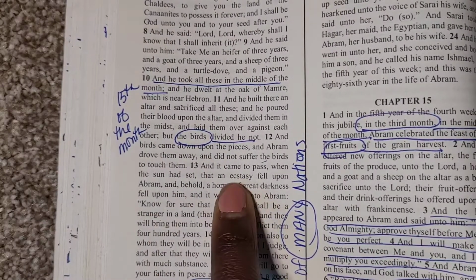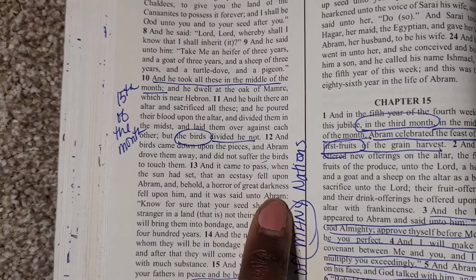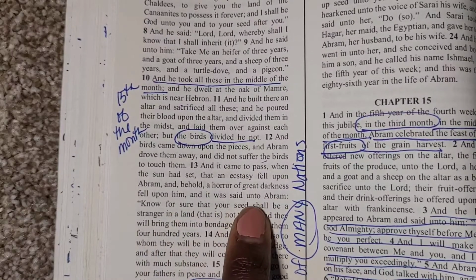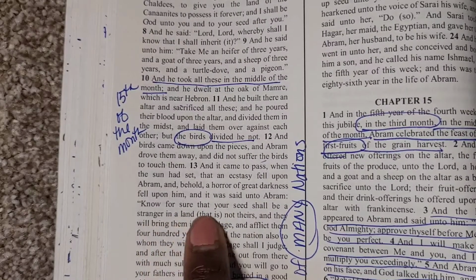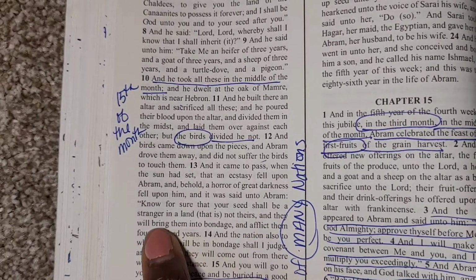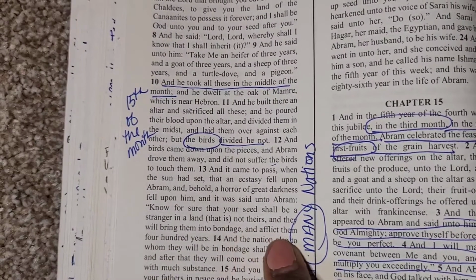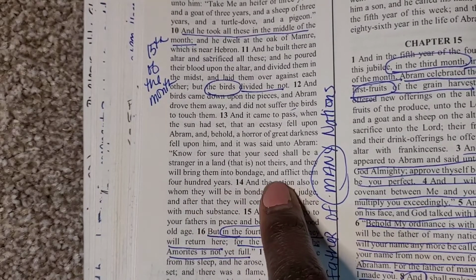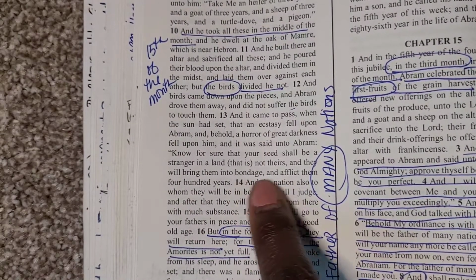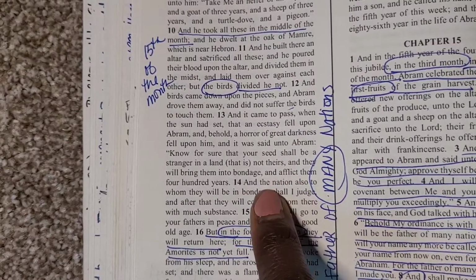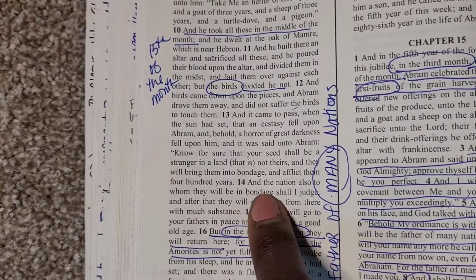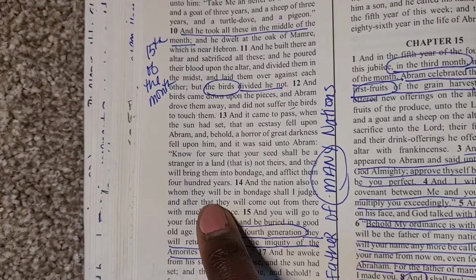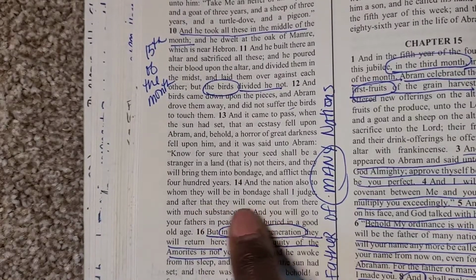And ecstasy fell upon Abram, and behold, a horror of great darkness fell upon him. And it was said unto Abraham, Know for sure that your seed shall be a stranger in a land that is not theirs. Okay. And they will bring them into bondage. Okay. This is when they were in Egypt. He's talking about Israel in this moment, and afflict them 400 years. This is Israel. And the nation also to whom they will be in bondage shall I judge.